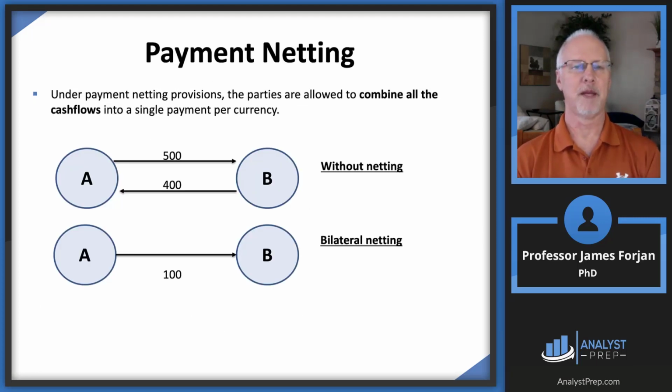All right, how about payment netting? Let's suppose I'm party A and you're party B. I owe you 500 and you owe me 400. There's that example I gave you in the very first slide. And so why don't we just go ahead and net those? It's a lot easier if I just reach into my pocket and hand you $100. Combine all the cash flows into a single payment.